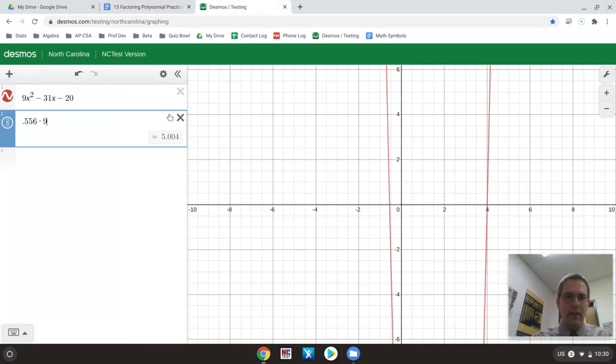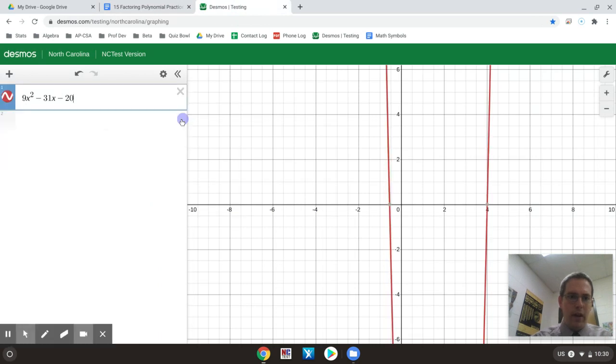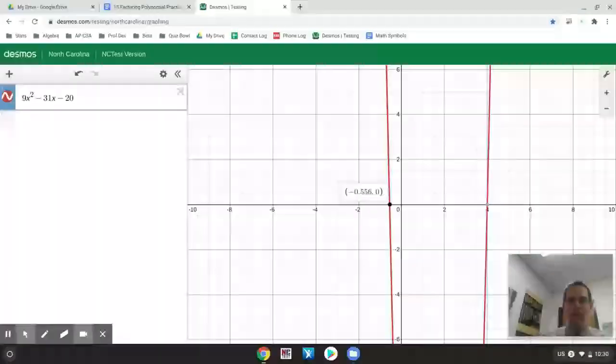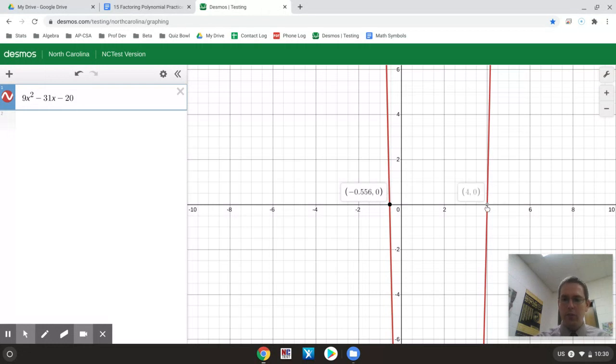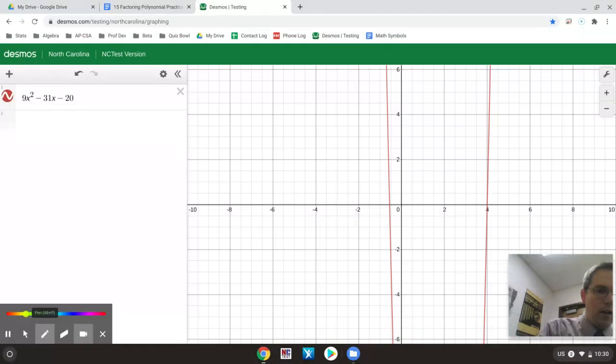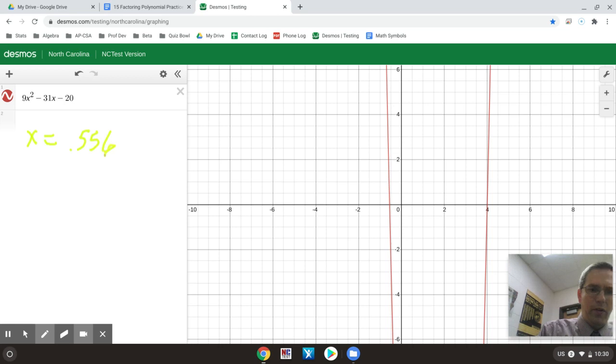In this case, I could try this algebraically, but I'm going to do Desmos. So I'm going to get that set up as 9x squared plus 31x minus 20. And then I'm going to look at my x-intercepts. I have an x-intercept of negative 0.556. I also have an x-intercept of 4. So I'll go ahead and write down those x-intercepts of negative 0.556, one of the most beautiful x-intercepts we've ever seen, and then an x-intercept of positive 4.